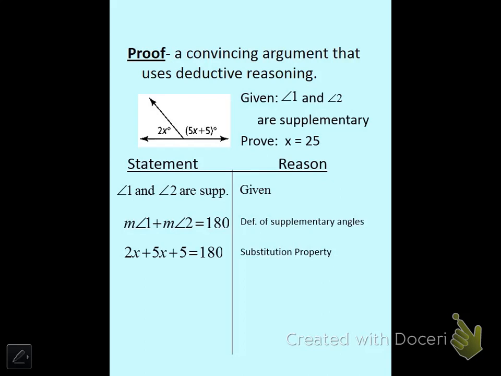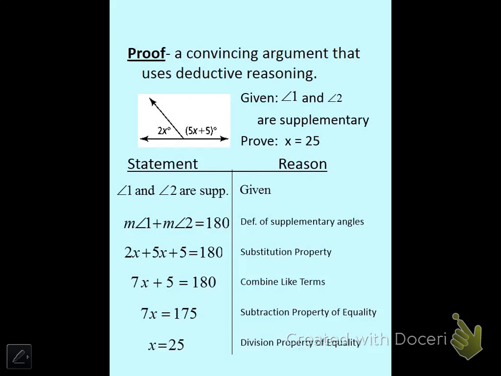Okay, I'm going to substitute in what the measure of angle 1 and the measure of angle 2 are. So we're going to substitute in 2x plus 5 and x plus 5 for my measure of angle 1 and measure of angle 2 by using the substitution property. From here, we can combine like terms and use the subtraction property to subtract 5 over to 180 over here. And use the division property of equality, because what you divide to one side, you can divide to the other side, so you should get x equals 25, which is what we were trying to prove.